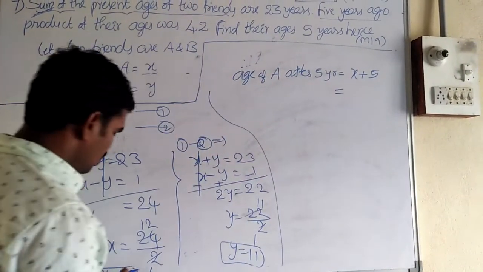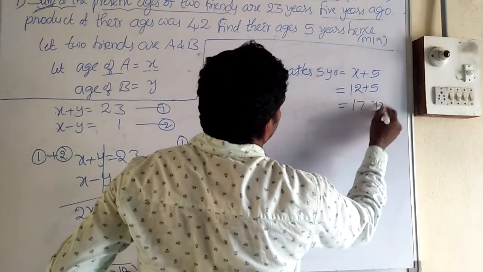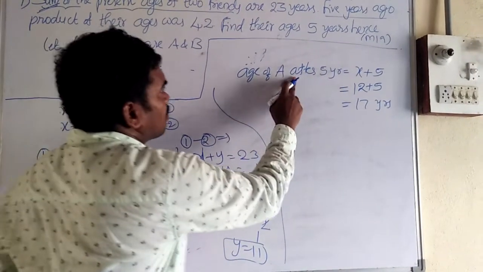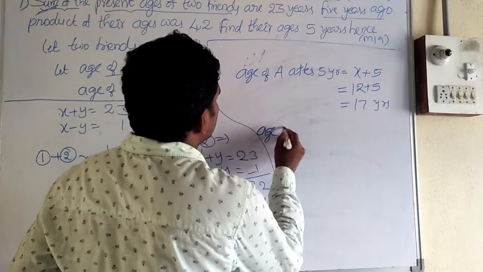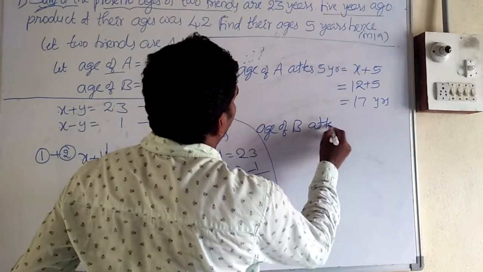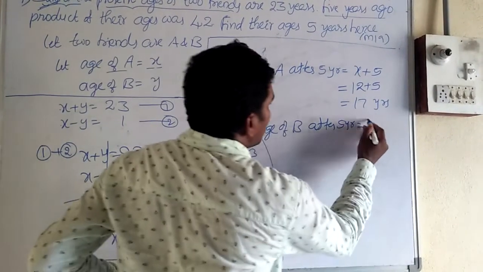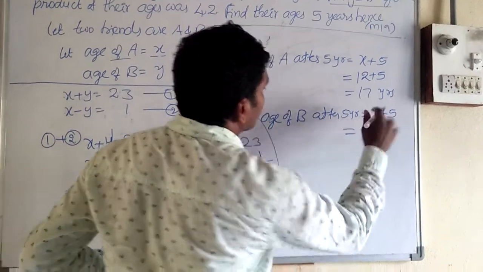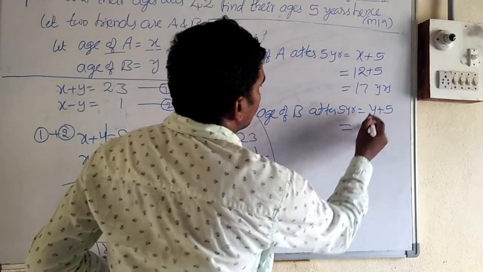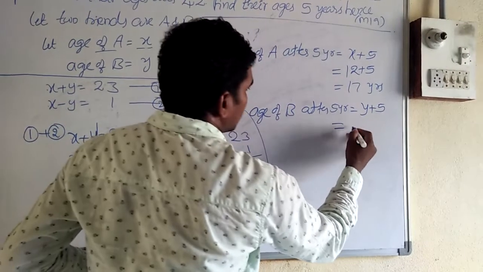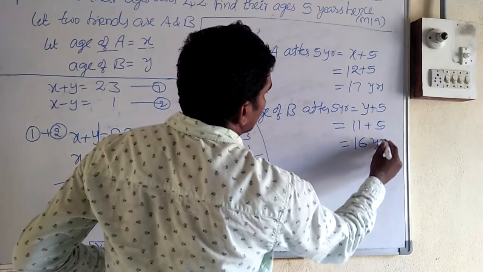What is the x value? 12. So 12 plus 5, how much? 17 years. So the age of A after 5 years is 17 years. And similarly the age of B after 5 years, with present age taken as y, so y plus 5 can be taken because we want after 5 years. 5 years hence means next 5 years. What is the y value? 11. So 11 plus 5, 16 years.